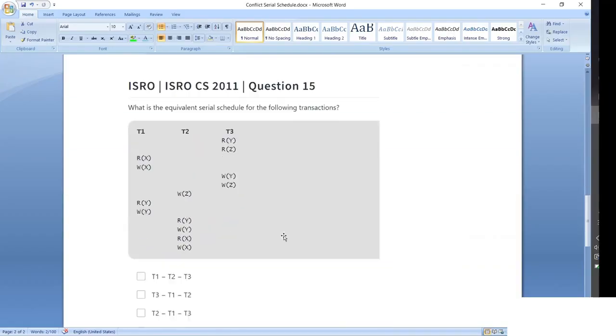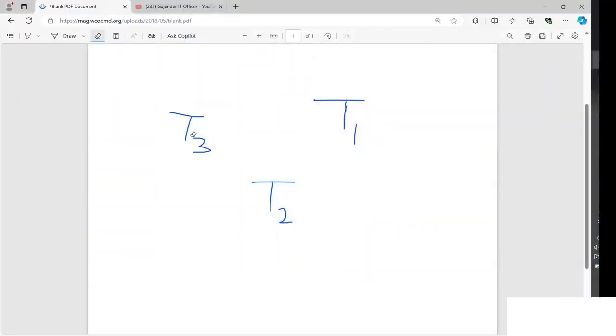Now let's solve this question. This is the question we will solve. Okay, so it is an ISRO CS 2011 question. What is the equivalent serial schedule of the following transaction? So this is a transaction. So let's draw the table first. It is already given, which is very good. Now let's draw the graph. T1, T2, T3, like I am having a graph.